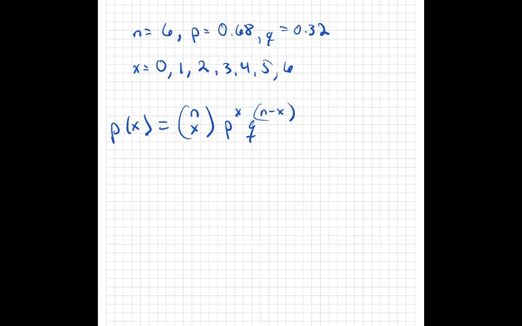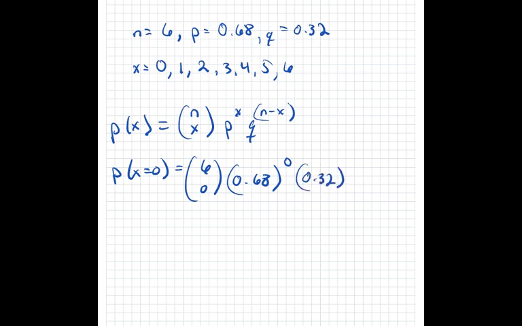So let's start off with the probability that x is equal to 0. Our n is 6, so we're going to say 6 choose 0, times the probability of success, 68%, to the power of 0, and the probability of failure, 32%, to the power of 6. 6 choose 0 is 1. Make a note that 0 factorial is, by definition, 1. Anything to the power of 0 is also 1. And then we just need to find 0.32 to the power of 6.